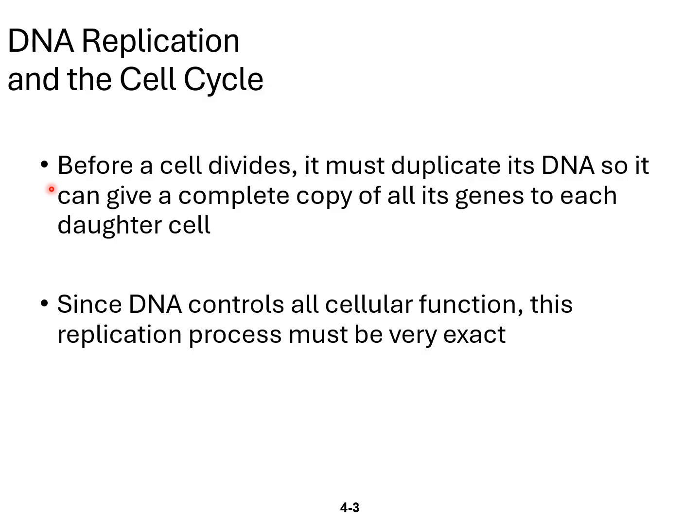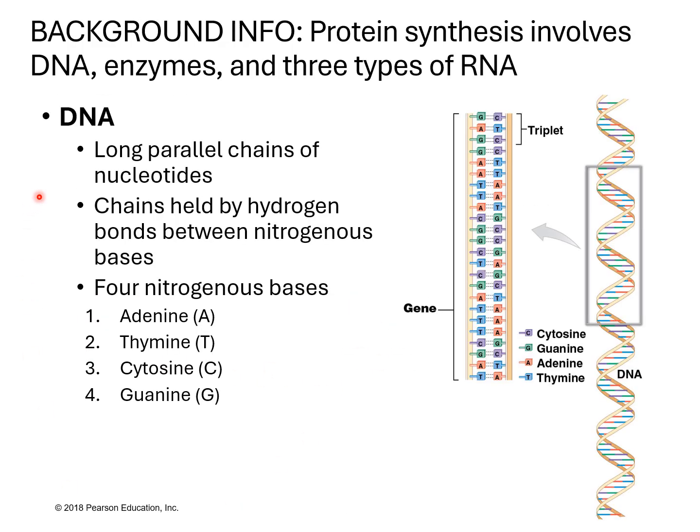Before a cell divides, it must duplicate its DNA so it can give a complete copy of all its genes to each daughter cell. And since DNA controls all cellular function, this replication process must be extremely exact. So just some background information.